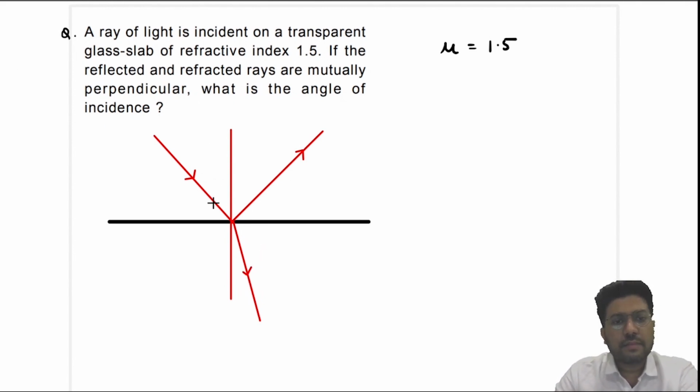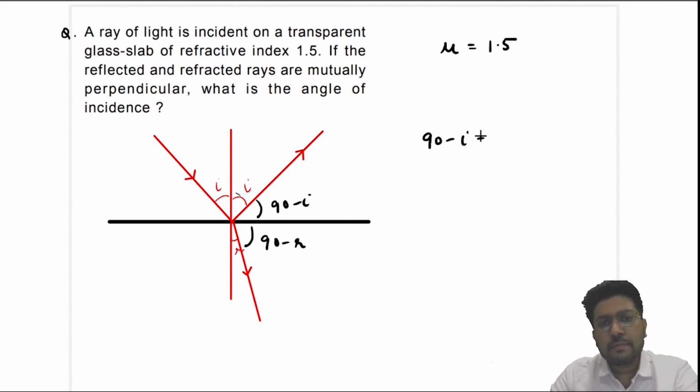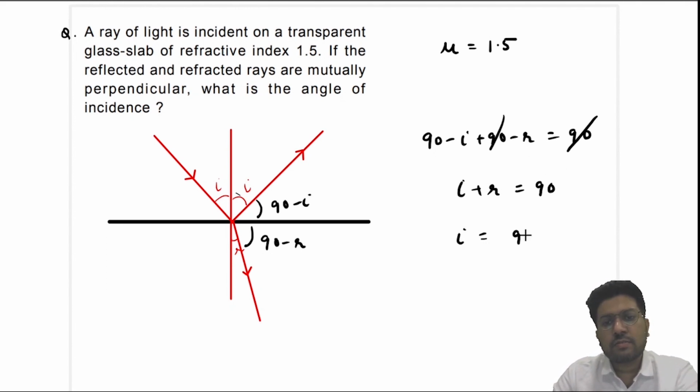Suppose this angle is I, this angle will also be I, and this angle is R. Now it is given in the question that the reflected ray and the refracted ray are mutually perpendicular. That means this angle is 90 degrees. Now this angle is I, so this is 90 minus I. This is R, so this is 90 minus R. Now according to the question, 90 minus I plus 90 minus R is equal to 90. That means I plus R is equal to 90. That means I is equal to 90 minus R. That means sin I is equal to, or you can say cos I is equal to sin R. Cos I is equal to sin R.